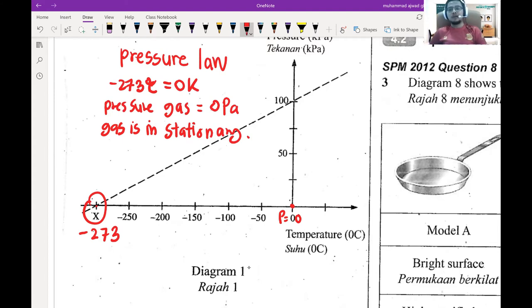Okay, so ada tak tempat dekat dunia boleh capai that temperature? Ada tak dalam dunia ni mana-mana tempat negative 273? Tak ada kan? Tak ada. So bahasa mudahnya dalam dunia ni memang takkan ada tempat yang gas tak boleh bergerak. So semua gas dia boleh bergerak kat mana-mana tempat saja dalam dunia ni, melainkan kalau suhu dia negatif 273. Which is bukan gas je tak boleh hidup, kita pun tak boleh hidup. Confirm lah.